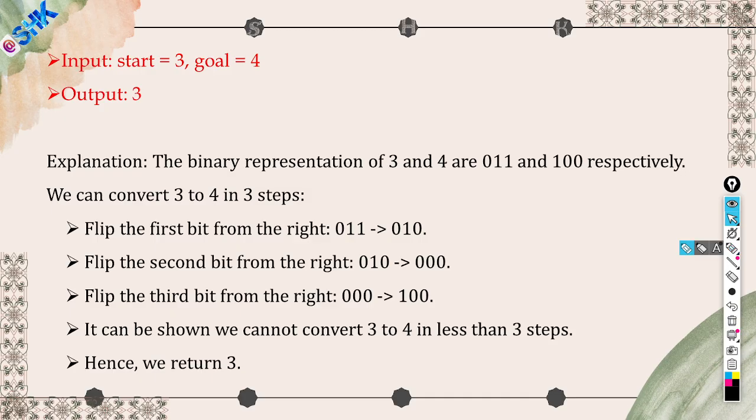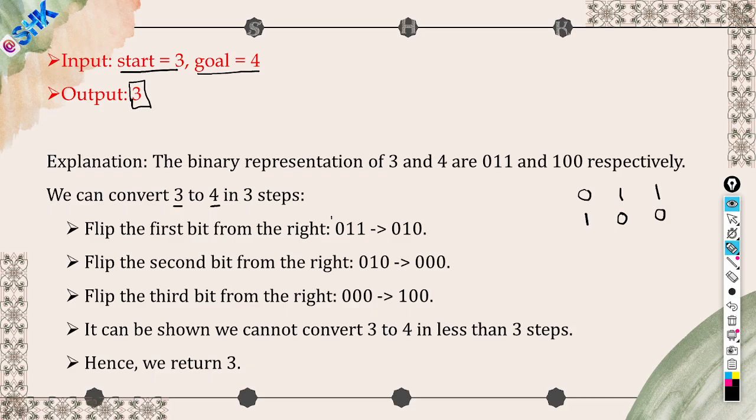Now we will see the second example. In the second example, the start is equivalent to 3 and the goal is equivalent to 4. Now we have to perform conversion from start to goal. The output is 3. We will see with the explanation. The binary representation of 3 is 0, 1, 1. For 4, the representation is 1, 0, 0 respectively. So here we have to convert the start number 3 into the goal number 4 in 3 steps. Now we will see how we can convert.